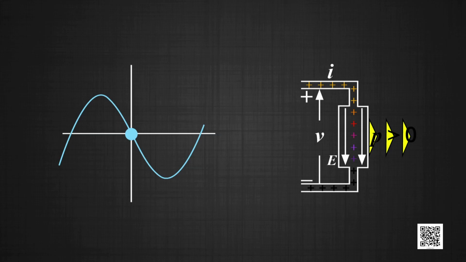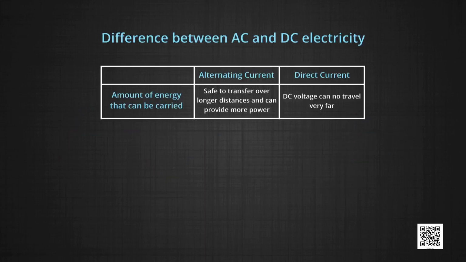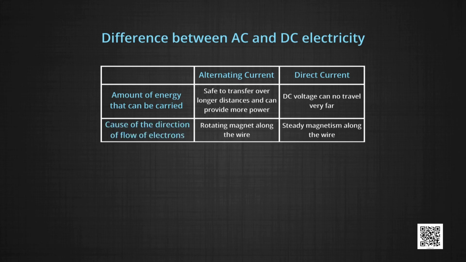And now we will discuss the difference between AC and DC electricity. As we have seen these two waveforms, what did we actually see? In terms of energy that can be carried, AC is safe to transfer over longer distances and can provide more power. Next, the flow of electrons in case of AC produces a rotating magnetic field along the wire, and in case of DC, it magnetizes along the wire.